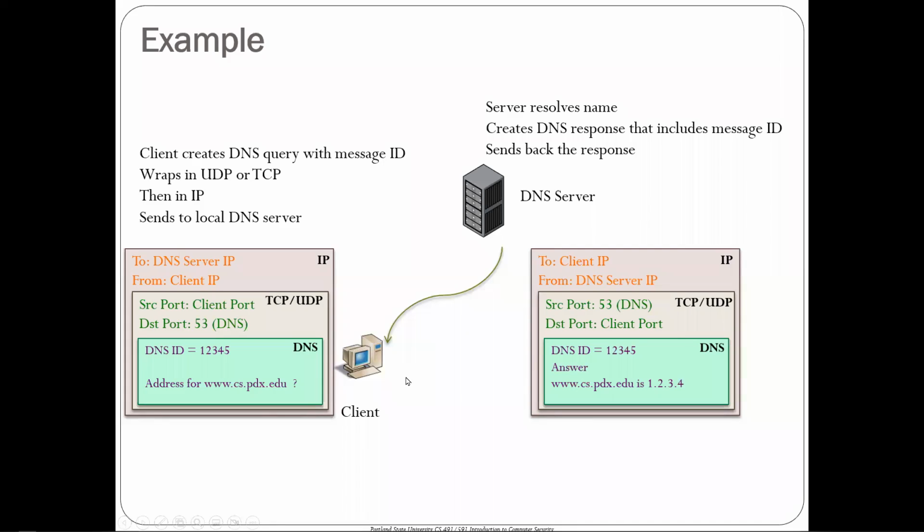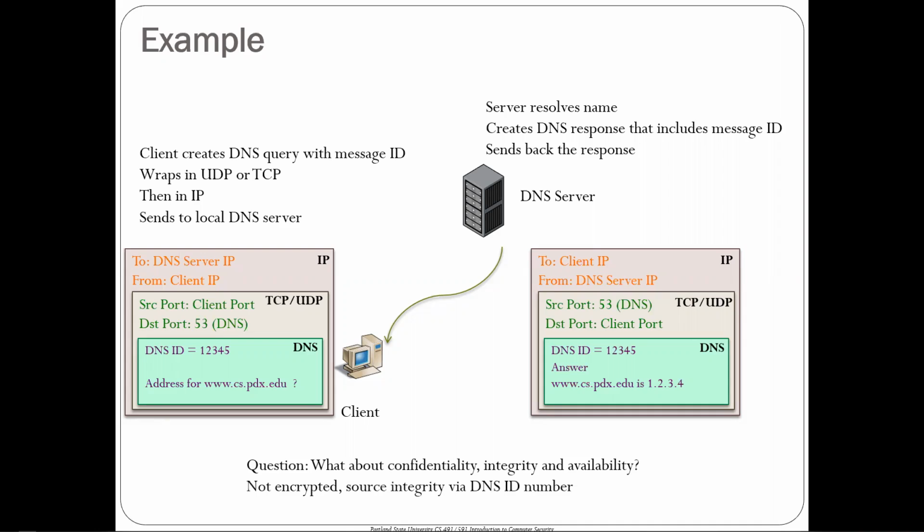Okay, so the question you should be asking yourself as you're looking at this protocol is, what about confidentiality, integrity, and availability in this thing? Do you think this has been addressed properly with this protocol? Because that's basically the rest of this class. This is all sorts of stuff. Yeah, this is not encrypted, source integrity via this ID number right here. So that should remind you of the connection level integrity of TCP. That's basically how DNS is doing integrity.